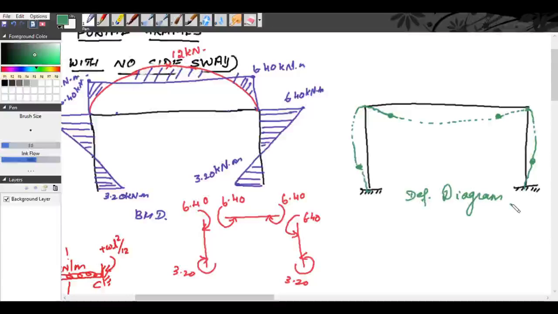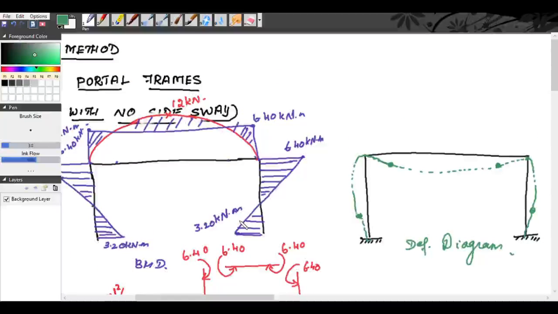Thank you. That is all for today. In the next class, we will see how to analyze frames with side sway. This one was frames without side sway, that is, symmetric frames. Thank you.